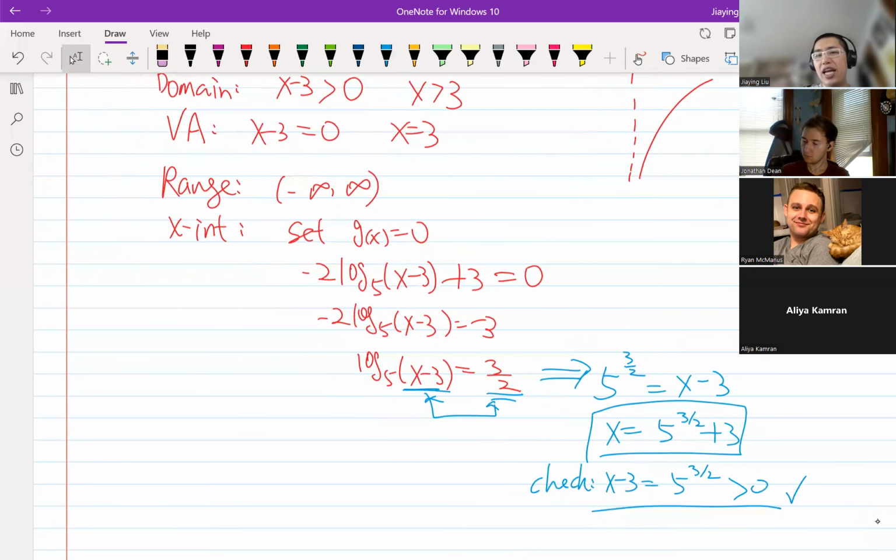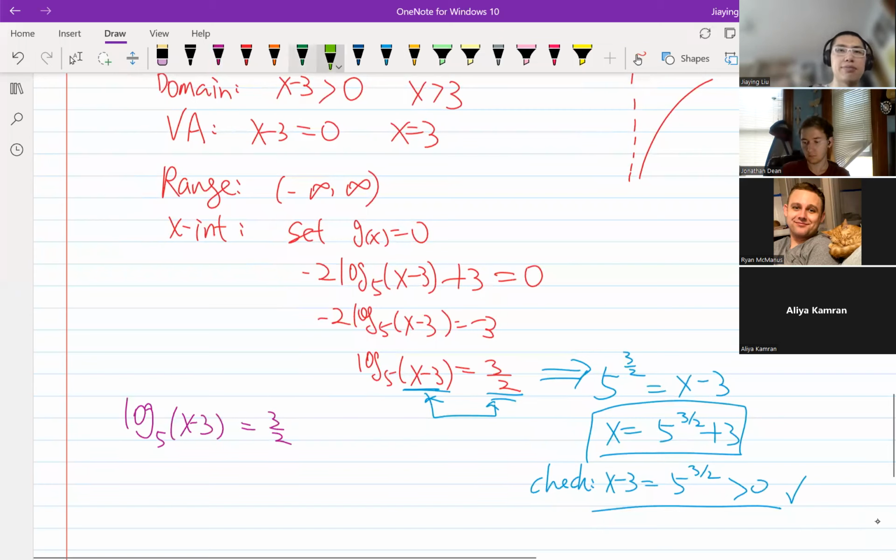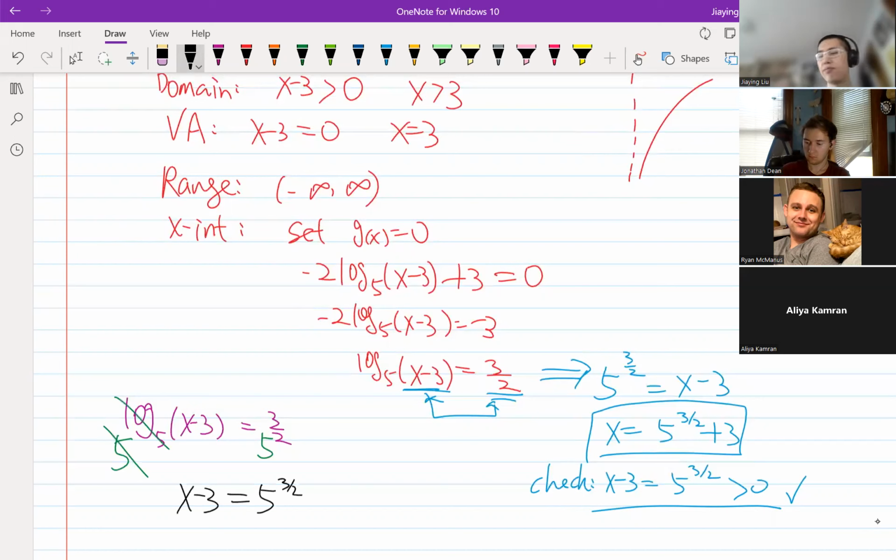Another way is just taking base 5 of both sides of the equation. So let me rewrite what we had. We had log base 5 of (x minus 3) equals 3/2. If I want to get rid of the log, I'm going to use base 5, converting both sides into exponential expressions. On the left side, the exponential base 5 and the logarithm base 5 cancel, giving me just x minus 3. And on the right side, I get 5 to the 3/2, and adding 3 from there gives me the same expression.